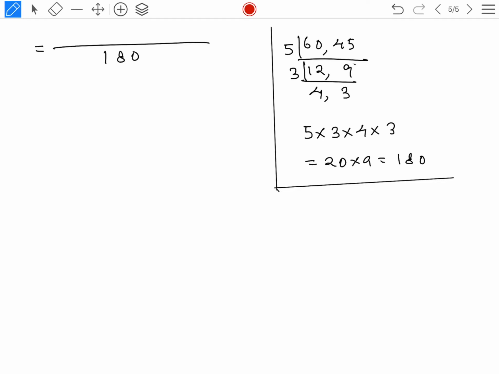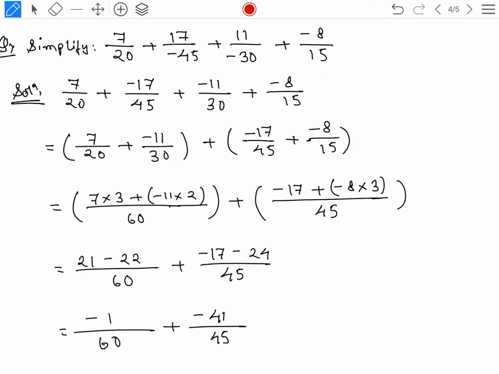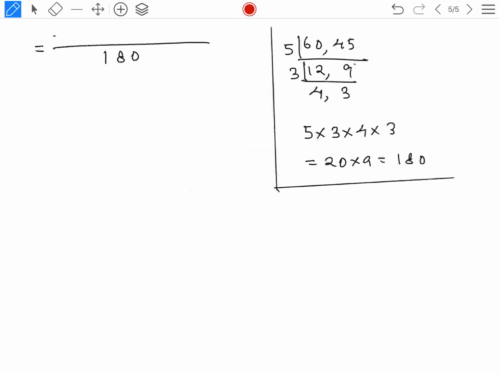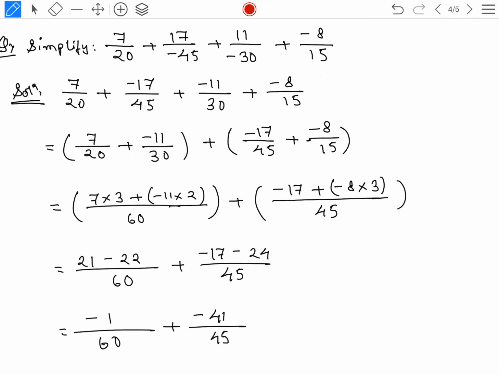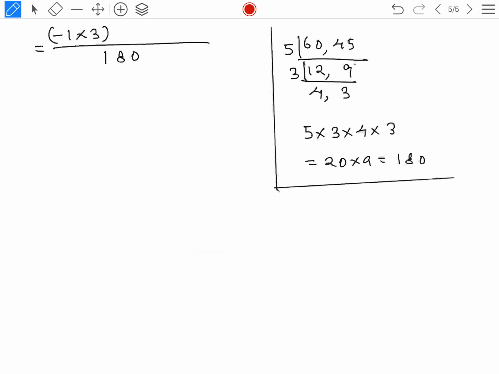Now if we take the LCM as 180, the first one minus 1 by 60. Okay, minus 1 by 60 means minus 1 into 3. 60 3s are 180. Okay, then minus 41 by 45. Now see, 45 into, you can say, 5 into 9 is 45. Yes or no? So 4 is left, so you can say 45 into 4 is 180.